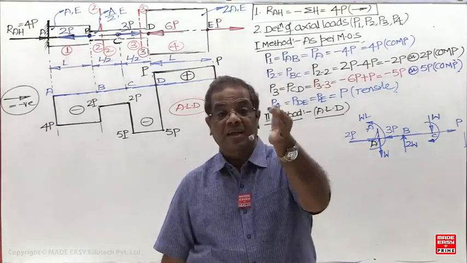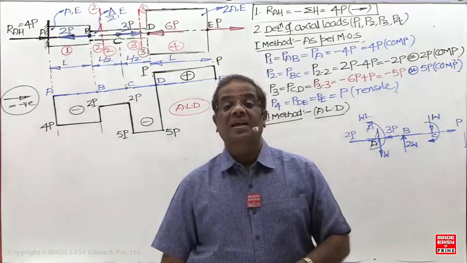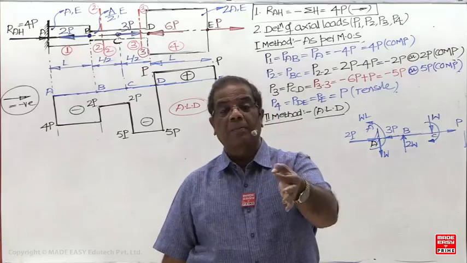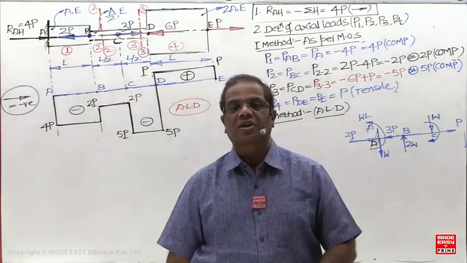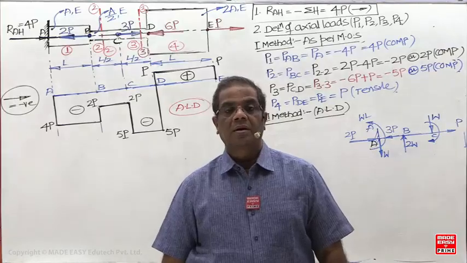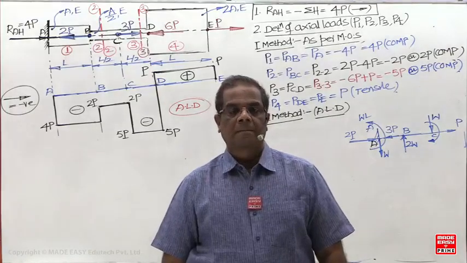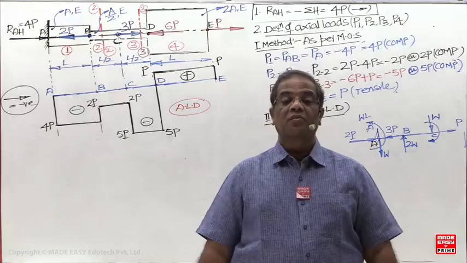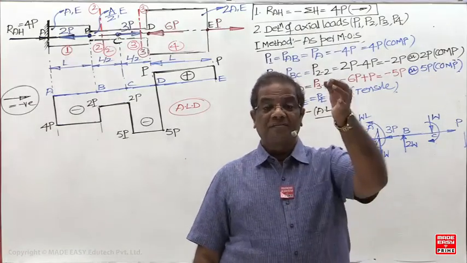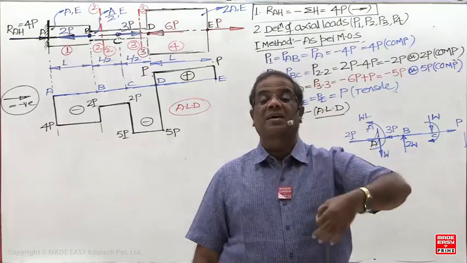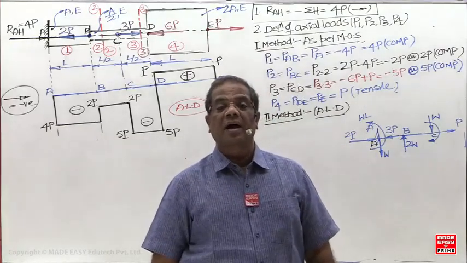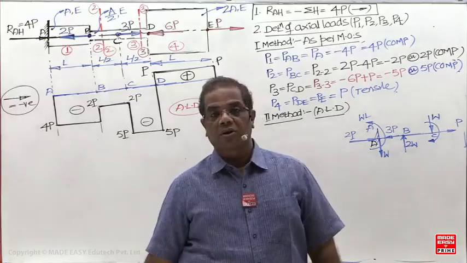So the height of the vertical line in the BMD is equal to the magnitude of the bending couple or constant moment at that cross section. Next, the same thing. Height of the vertical line in the torque diagram is equal to the magnitude of the twisting couple at that cross section.